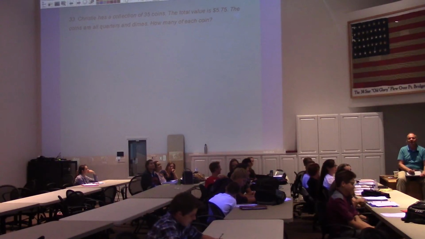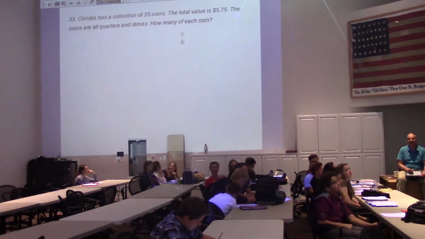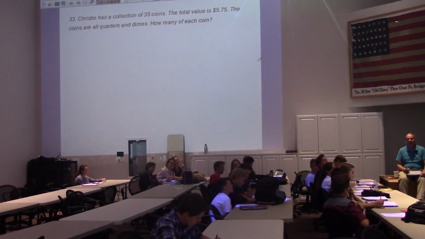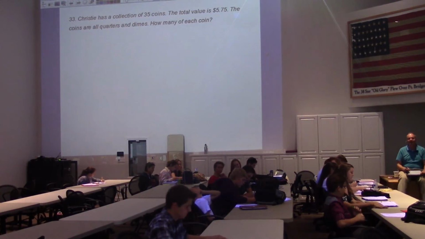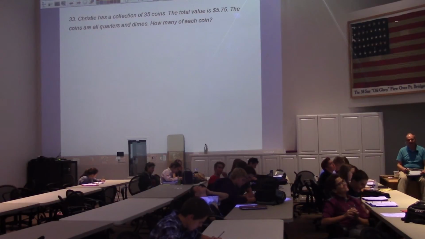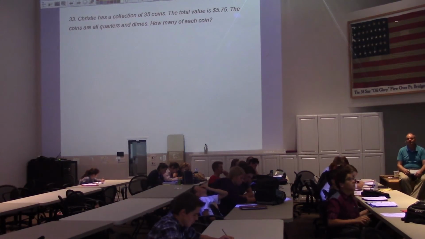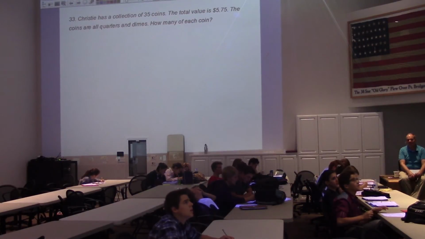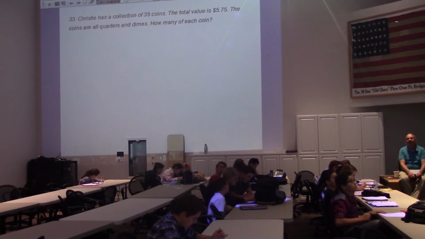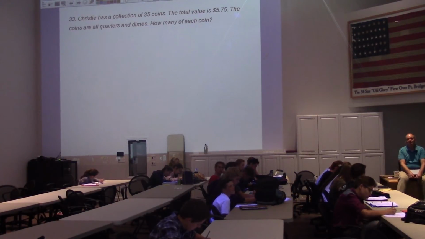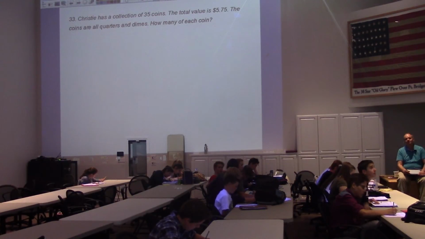Okay, ready? So on your own, you guys tackle it without my help. So you got Christy with 35 coins, quarters and dimes, worth $5.75. See if you guys can build it and solve it. Collection of coins worth 5.75. Quarters and dimes.